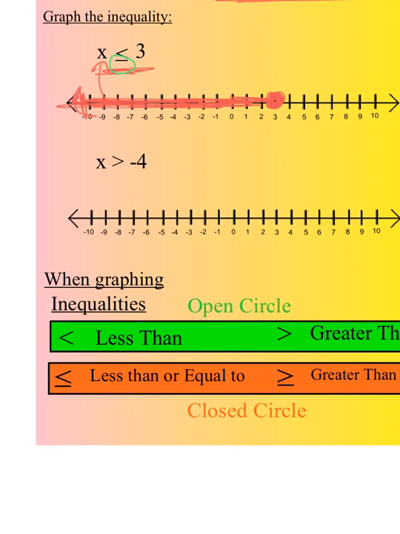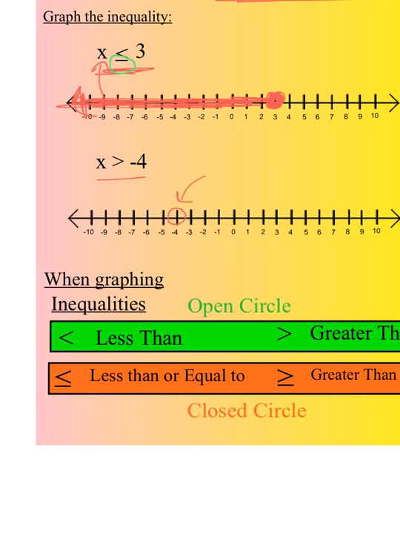Okay, look at the next one. x is greater than -4. So I'm going to circle -4. And again, since this one just says greater than, it doesn't say it can be equal to, right? There's no line underneath here like right here, okay? I don't have that in this problem. So then I'm just saying numbers that are greater than -4, not equal to. So I leave the circle.